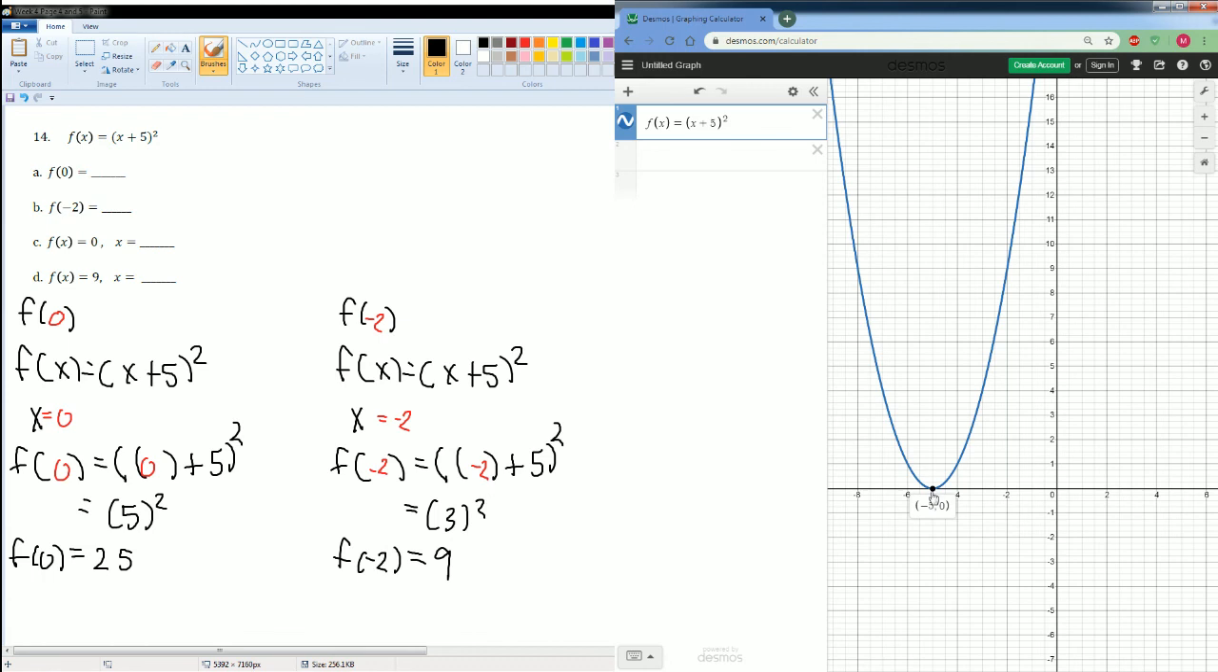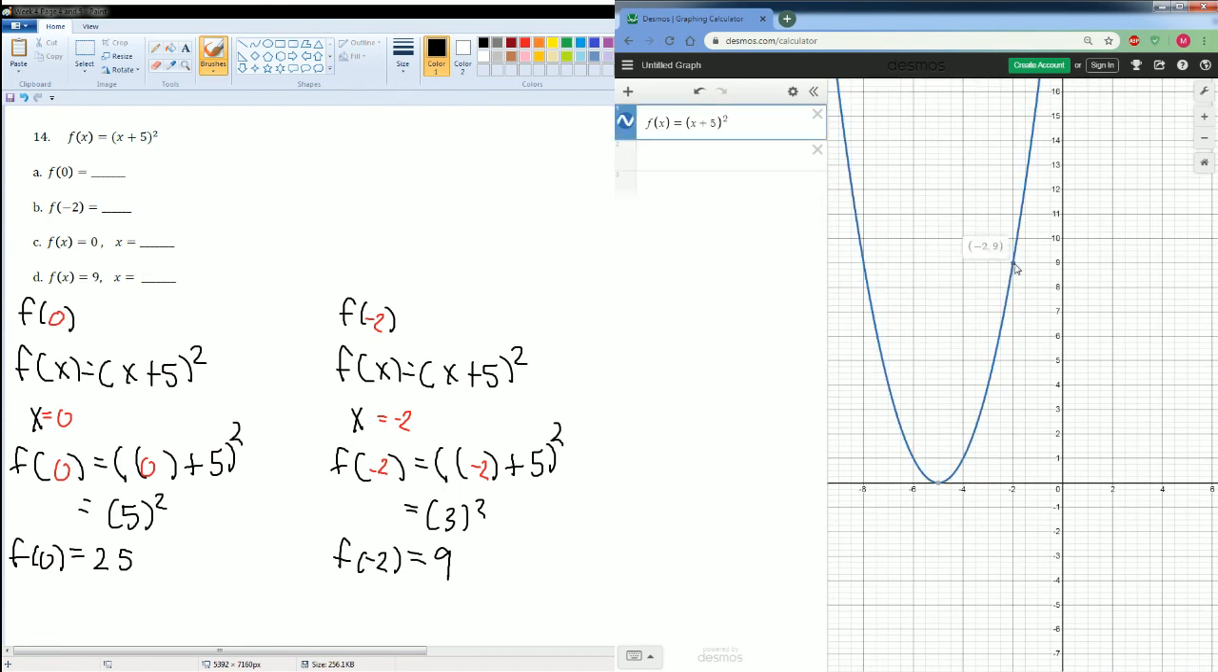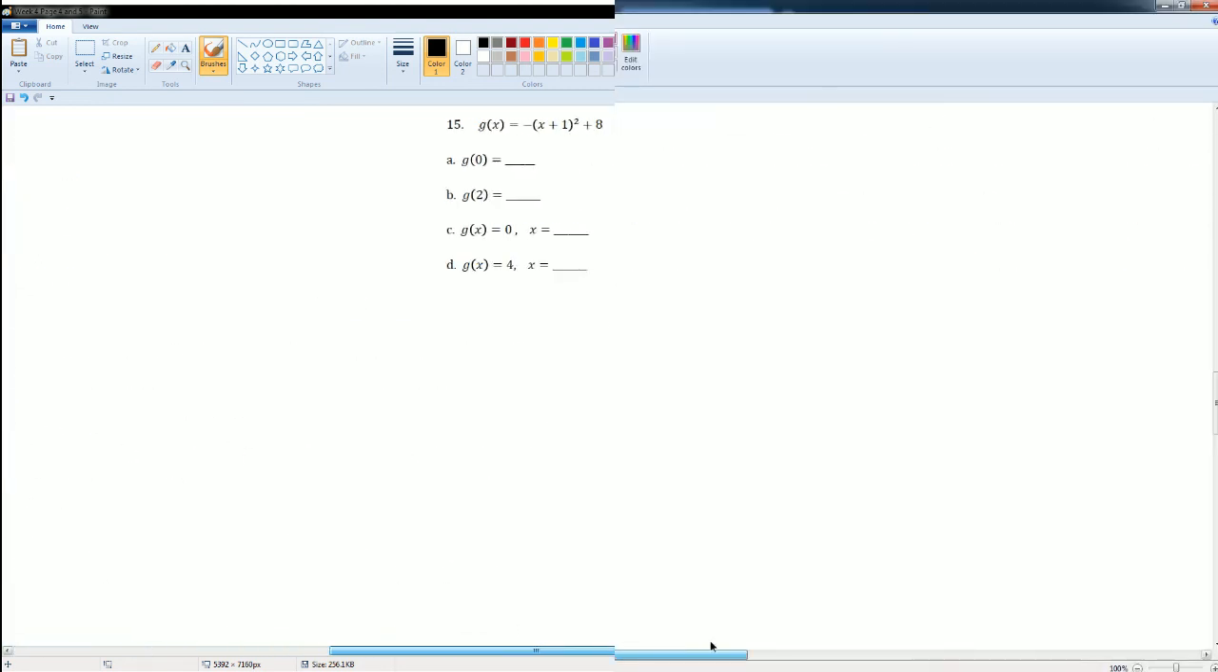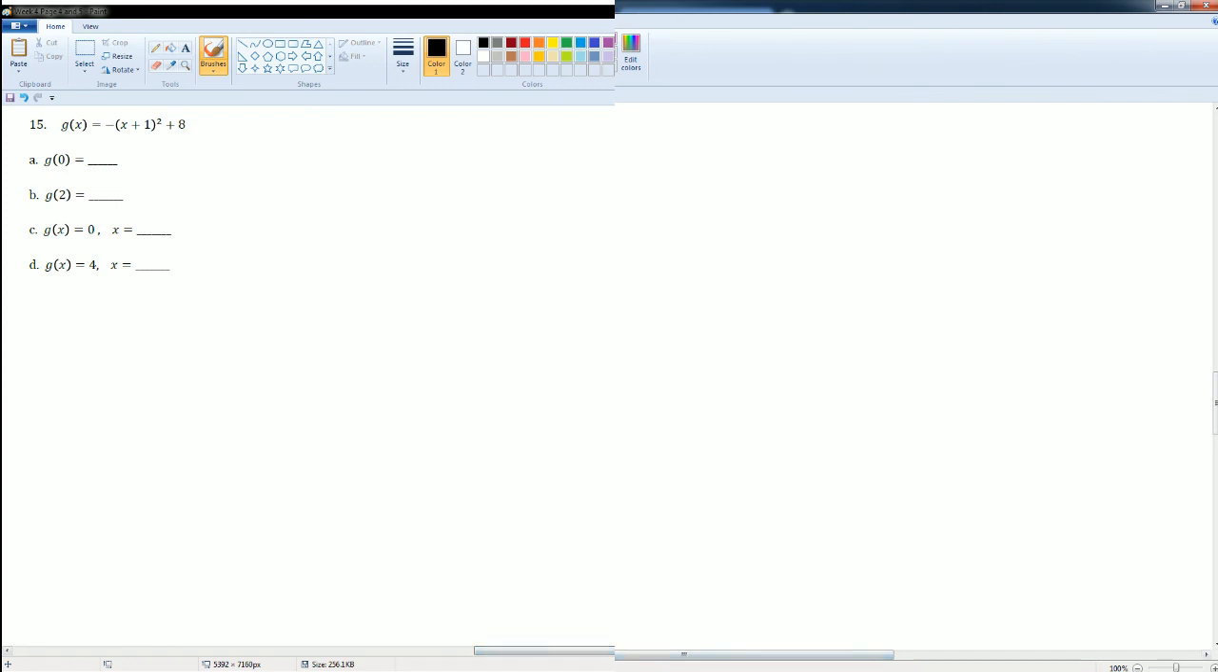D, you're looking for the output equals 9. So it's right here. Notice the output here is 9. So the x here is -2. So that is your D. X equals -2. Your output will be 9. That makes sense because I did the calculations for part B right there. All right. And now we are going to do 15.